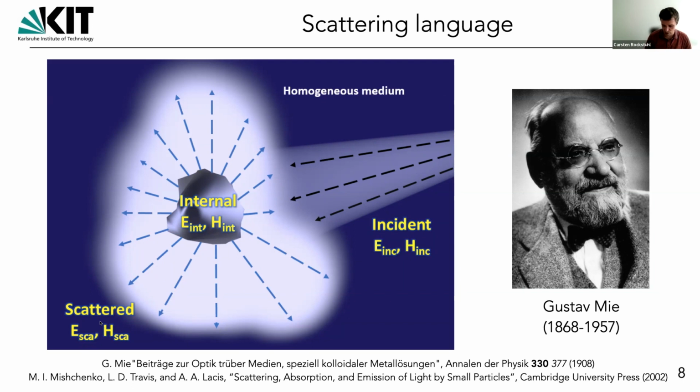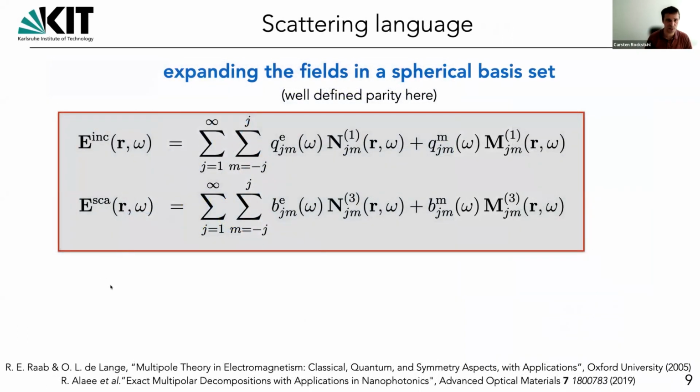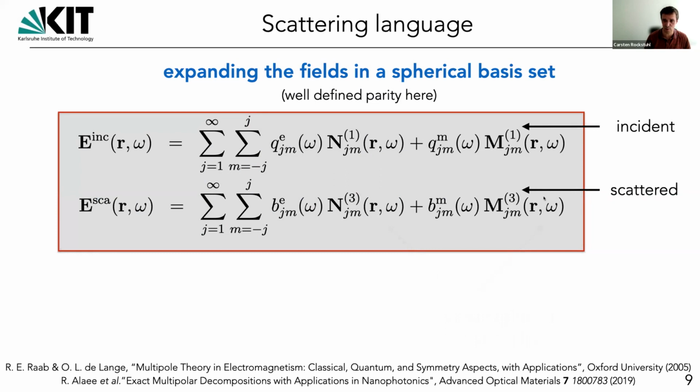But again, this is also clear: once you know the scattered field, then you can also know how the internal field of the structure is going to look. And the mathematical framework of our scattering theory is an expansion of an arbitrary field, that could be the incident or the scattered field, in frequency domain into a suitable basis set with well-defined parity. The basis functions are those vector spherical harmonics that carry the spatial dependency of the fields. And you have these functions for the incident field and for the scattered field.